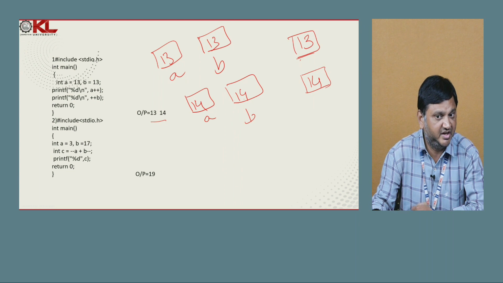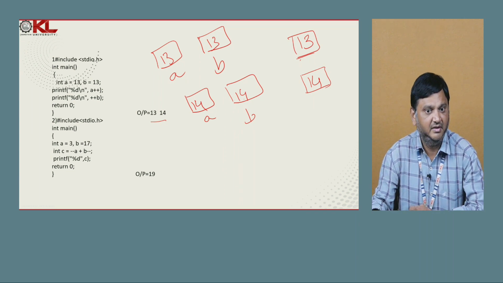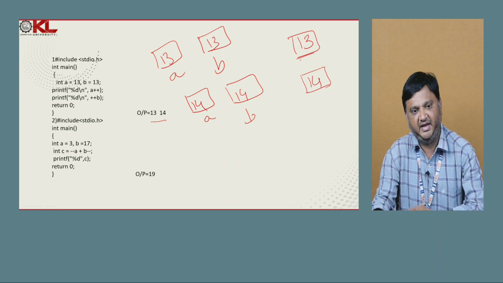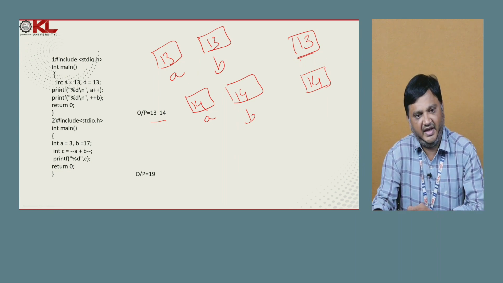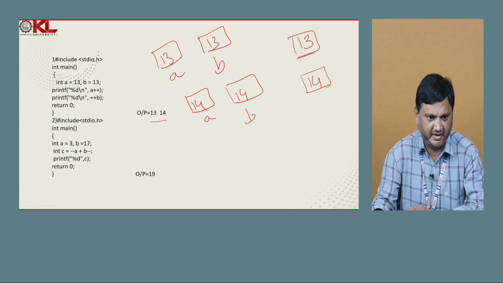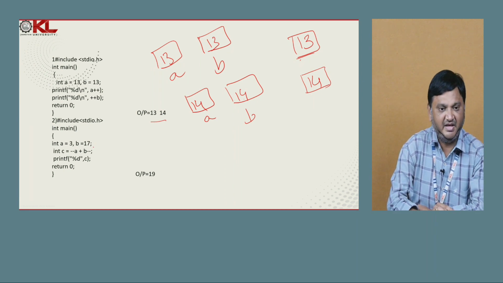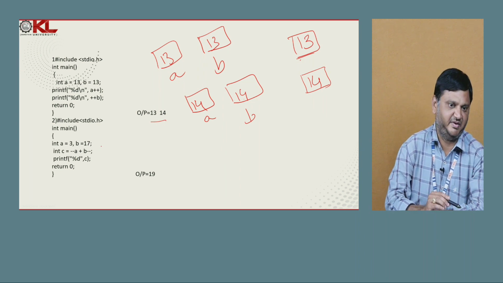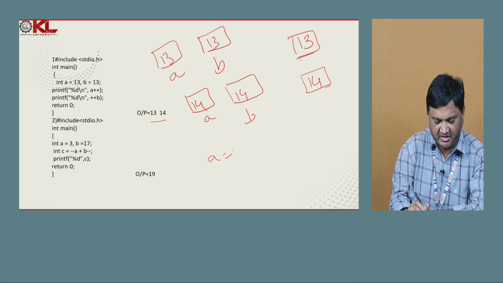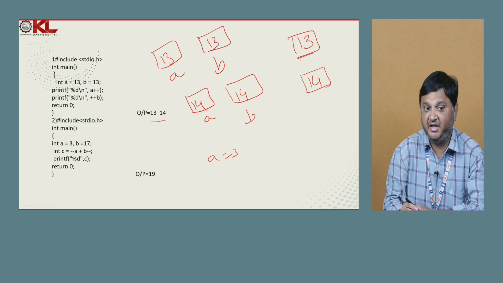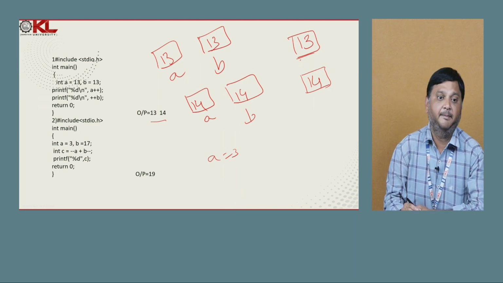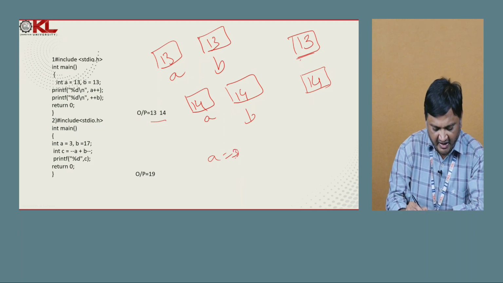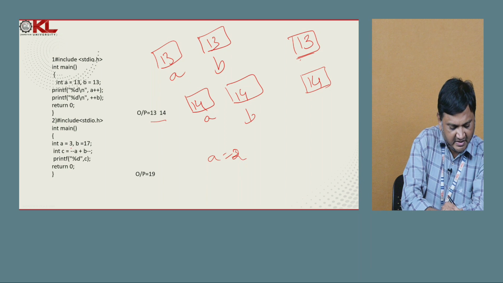I hope everyone understood the difference between pre-increment and post-increment. Yes, my dear students. Now, tell me what is the value of A, B and C in the present program. A is equals to 3, B is equals to 17, C is equals to minus A plus B minus. Very good. So, A value is equals to 3. Am I using a pre-increment or a pre-decrement? Pre-decrement. Very good. Pre-decrement means first decrement the value of A. So, A value will be 2 now.